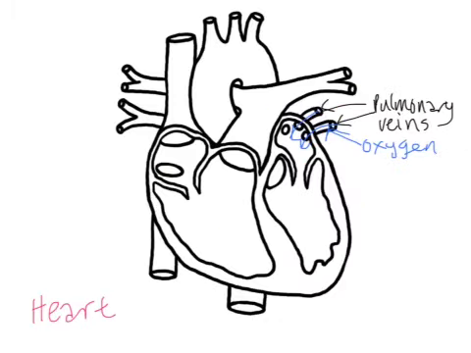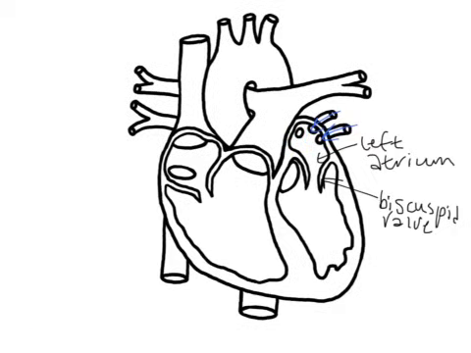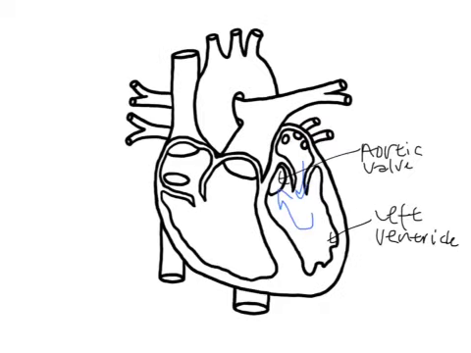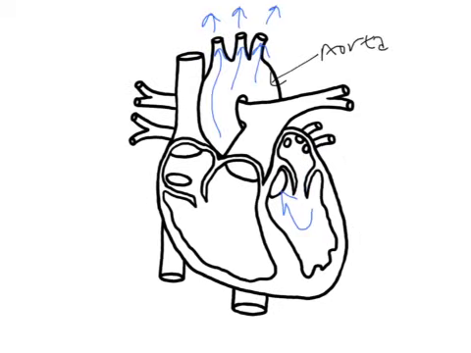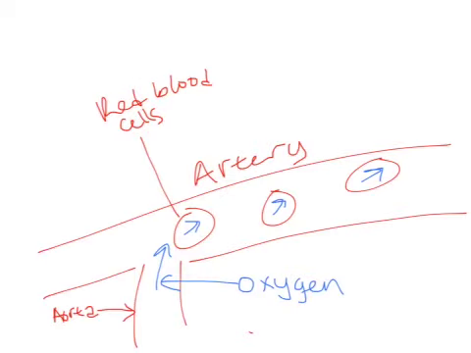The pulmonary veins lead into the heart, where the oxygen flows through the left atrium, through the bicuspid valve, and into the left ventricle. From the left ventricle, it travels through the aortic valve and out of the aorta. Here, the oxygen is carried through the arteries.